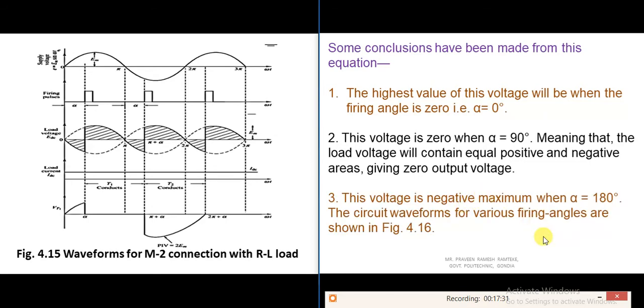This voltage is negative maximum when alpha equals 180 degree. When the firing angle is 180 degree, we will get all the negative voltages. And when the firing angle is 0, we will get all the positive voltages. This point is very important. When alpha equals 0, we will get all positive pulsating DC voltage. When the firing angle is 180 degree, we will get all negative voltages.